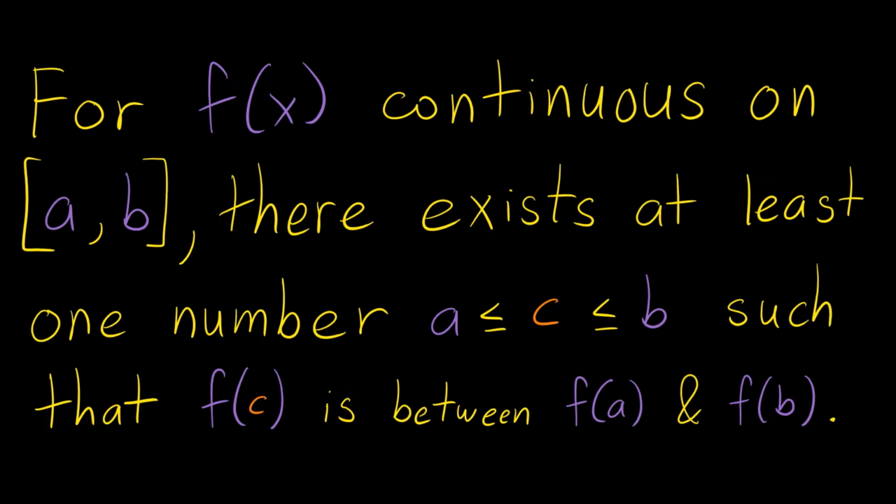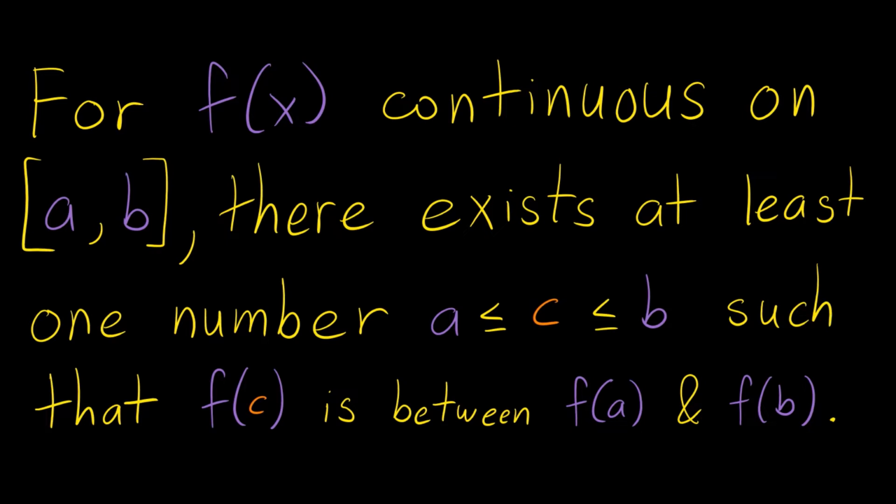It says that if we have a function f of x that is continuous on the closed interval [a, b], then there exists at least one number c that's between a and b, such that f of c is between f of a and f of b. Let's break that down a bit.